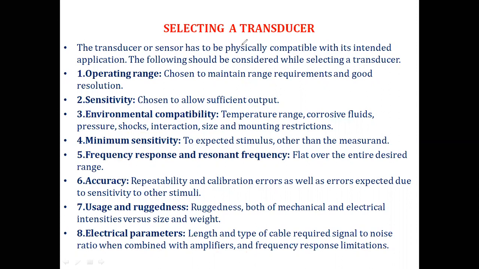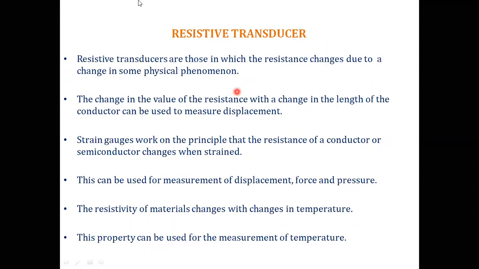Resistive transducer. One transducer I am going to tell is the potentiometer. The potentiometer comes under the resistive type of transducer. Resistive transducers are those in which resistance changes due to the change in some physical phenomena. The resistance changes with the change in the length of the conductor. That means any wire or some line: the change in the length of that conductor will give a change in the resistance here.